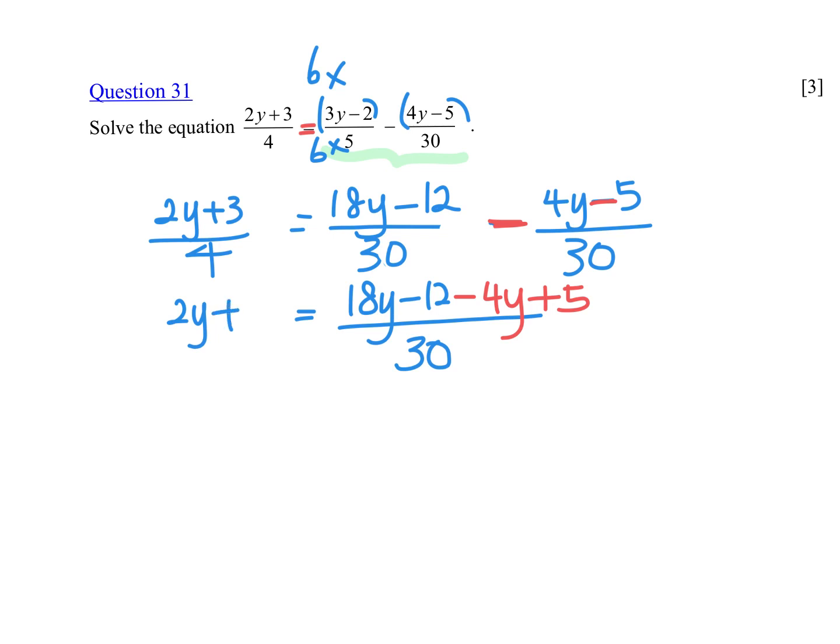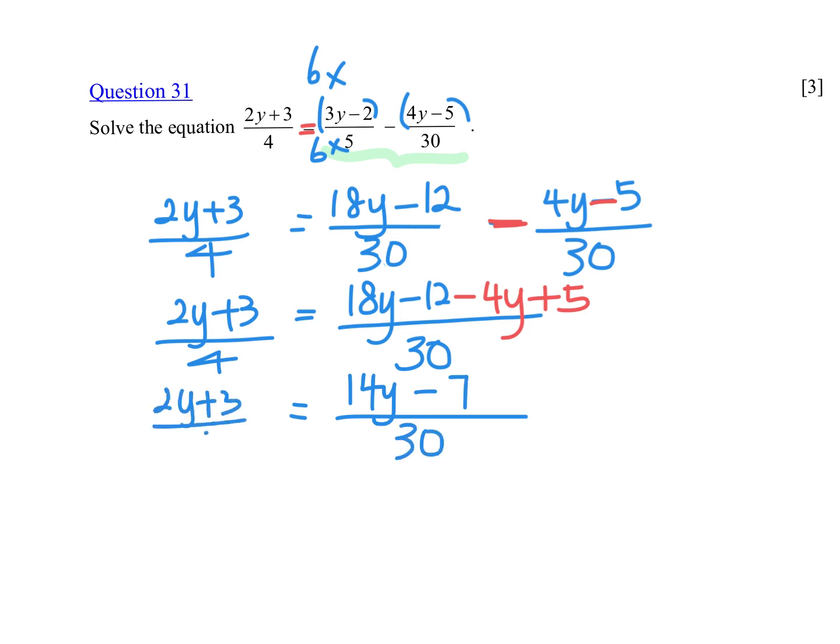This side still stays the same. Please remember to copy down the whole thing. You don't just work on your right hand side and then suddenly the left hand side disappears, right? So every line, the left hand side and right hand side must stay there. So it's proper presentation. Then let's simplify. And we get 18y minus 4y, 14y minus 12 plus 5, negative 7 over 30. Then this is 2y plus 3 over 4.